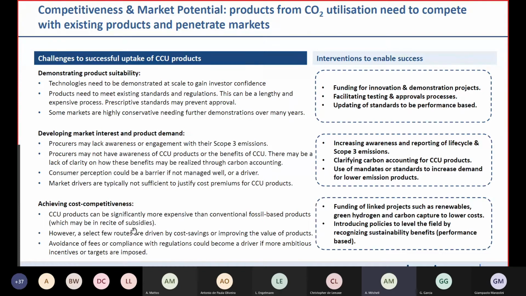Another way to drive market uptake is to just be cost competitive. Easier said than done. Some routes are able to do this already, however, for example, CO2 to building materials. However, in many cases, CCU products carry significant cost premiums. Markets are unable to justify this. Therefore, interventions can act to lower external costs, or they can act to level the playing field through product pricing or subsidies. Okay, next slide.